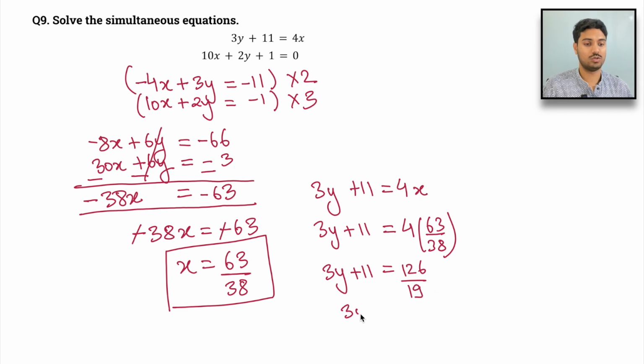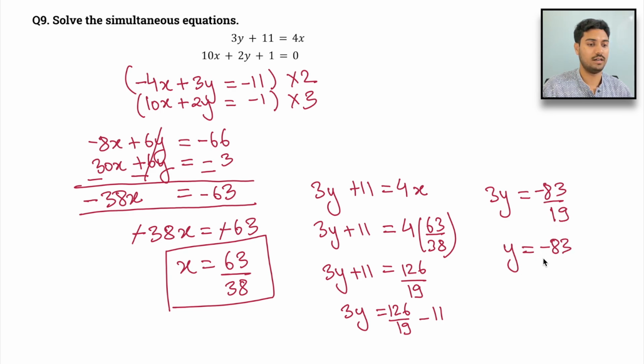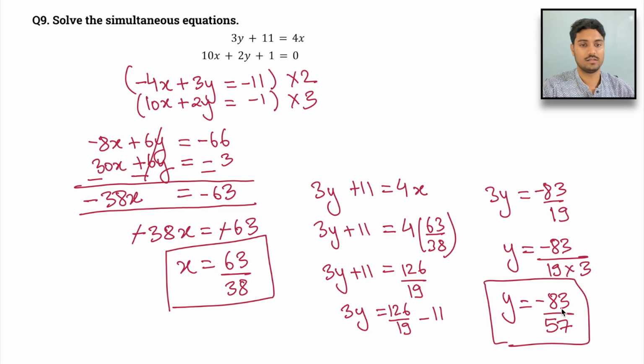And now we can write 3y equals 126 over 19 minus 11. So 126 over 19 minus 11 is minus 83 by 19. So 3y equals minus 83 upon 19. And now y equals minus 83 upon 19 multiplied by 3, which is minus 83 upon 57. So this is the answer.